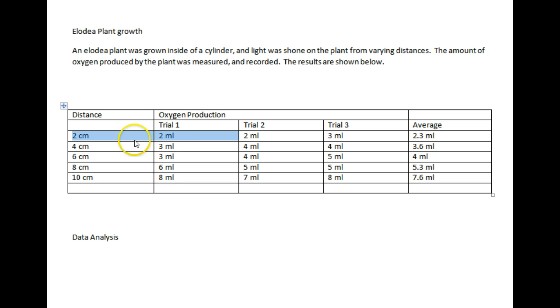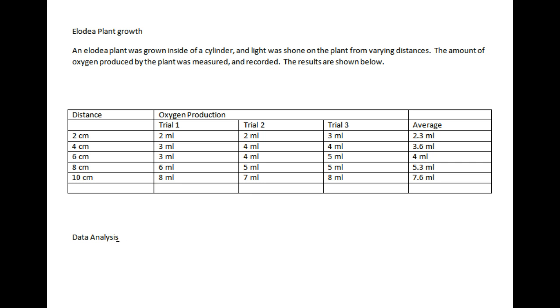And if you think about the Elodea plant, maybe 2 centimeters away is a little bit too close for the plant to be comfortable with photosynthesis. So maybe it's not responding to the light as well as it should if the light's too close. And then we notice as the light gets a little bit further away, it seems to respond a little more. So that seems like a pretty good analysis of this data.